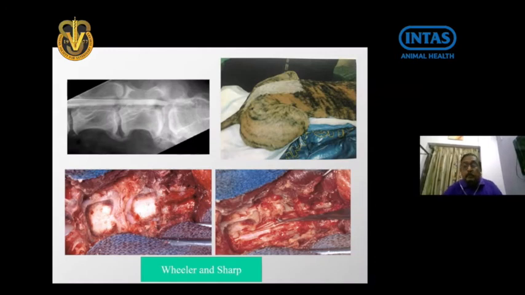So you burr the outer white, middle red, inner white. L7, yes, no problem. You can go ahead and open it. Sacrum, L7, yes, one also you got to open. With that one you need to be a bit careful because the bone is much thinner.